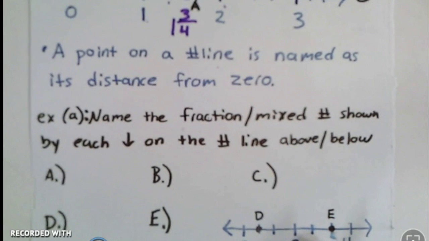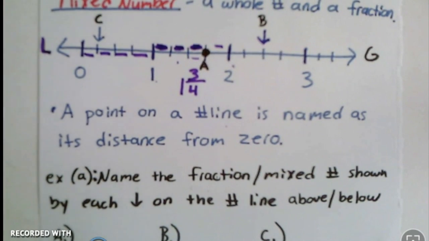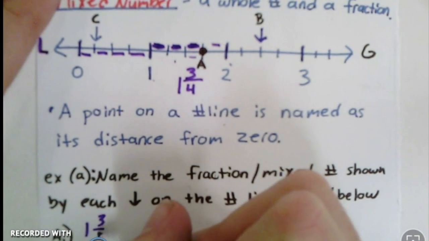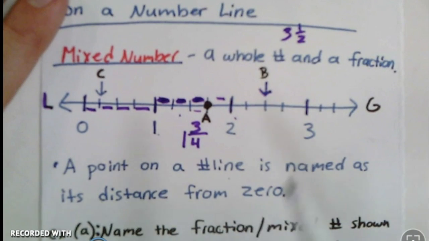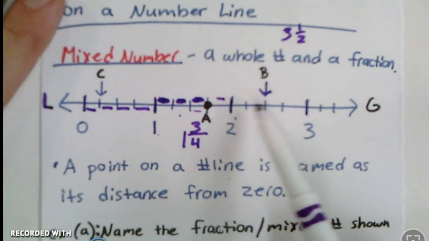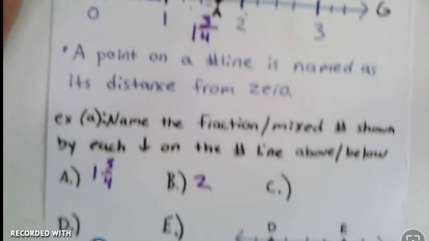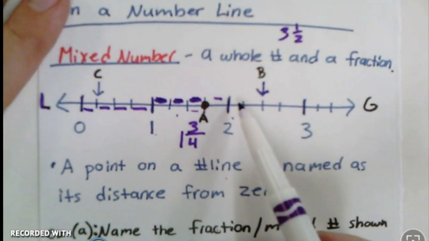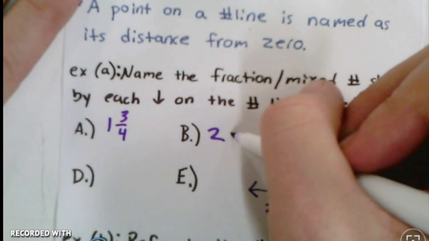This leads us up to our example. Our example says, name the fraction or mixed number shown by each arrow on the number line above and the number line below. So we just did A, and I'll write that right in. It's 1 3/4. Now let's look at B. So first I'm going to look for the whole number right before B, which is a 2. So I know that my whole number is going to be a 2, and I wrote that down right away. Now for the fraction, I need to know how many parts there are. So there's 1, 2, 3, 4 parts, and I'm going to write that as my denominator.